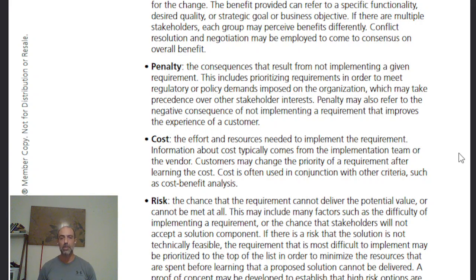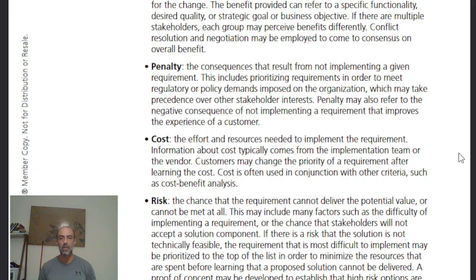And so information about cost typically comes from the implementation team or the vendor. Implementation team, yeah, because they're the ones who actually have the math. Sometimes you ask somebody to do something and they'd be like, but that will take 2 weeks, right? So they actually know better because they're the ones doing it. Customers may change the priority of a requirement after learning the cost. Cost is often used in conjunction with other criteria such as cost benefit analysis.